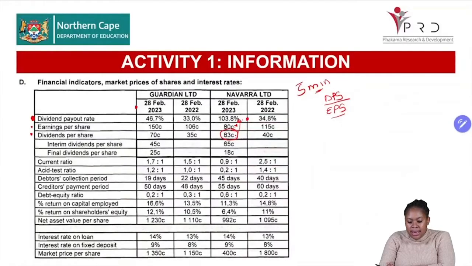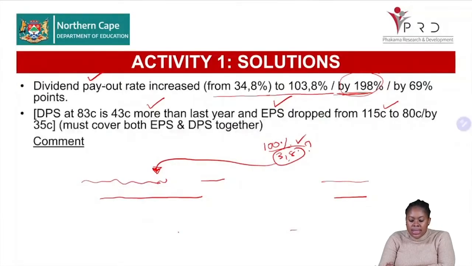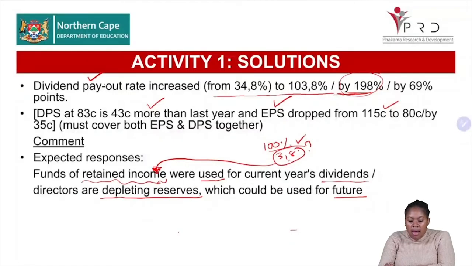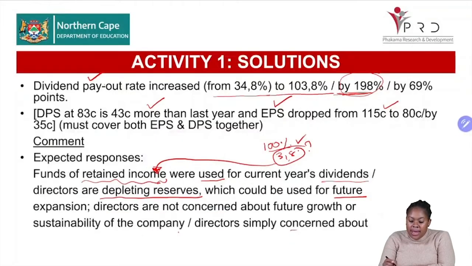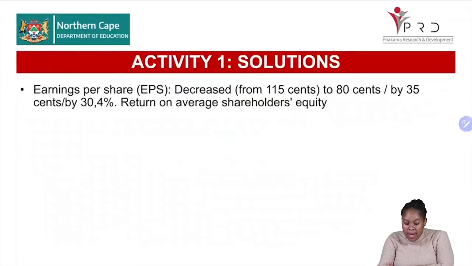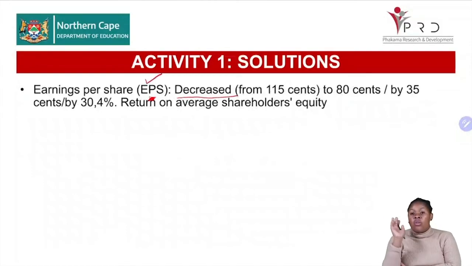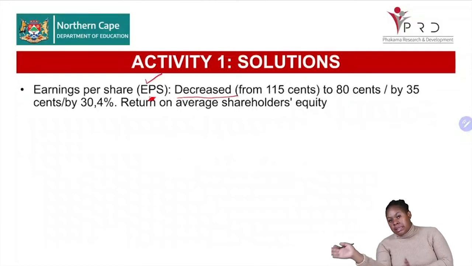We will simply say that our earnings, obviously it's the earnings per share. We look at the earnings per share. After looking at the earnings per share, we comment based on that. All right. So our earnings per share have decreased from 115 cents to 80 cents per share. All right. So this is the trend. So you get 1 mark for identifying the financial indicator.